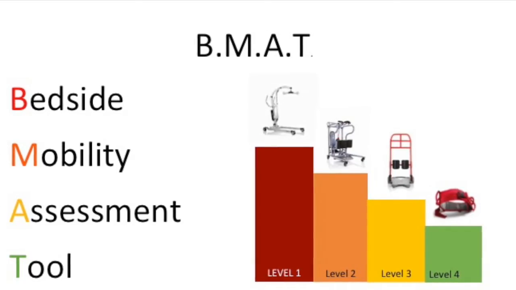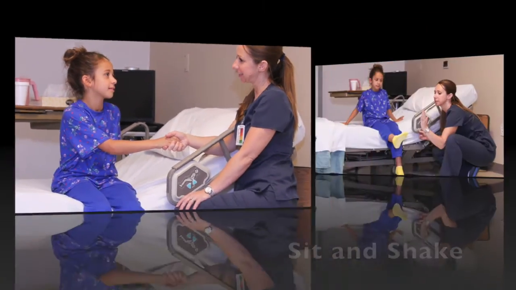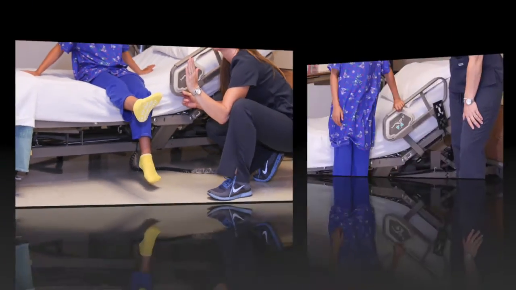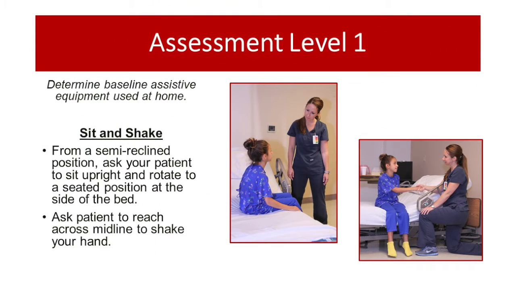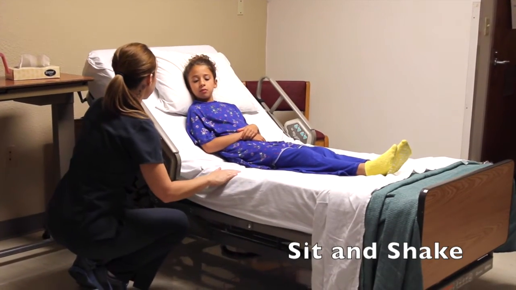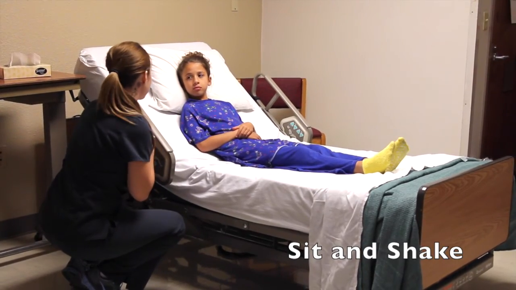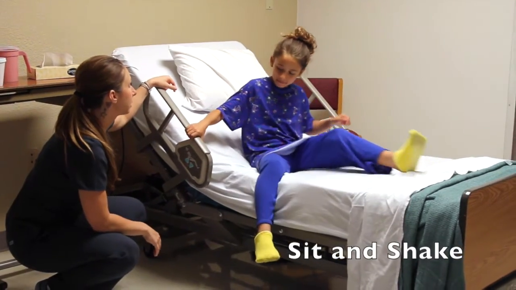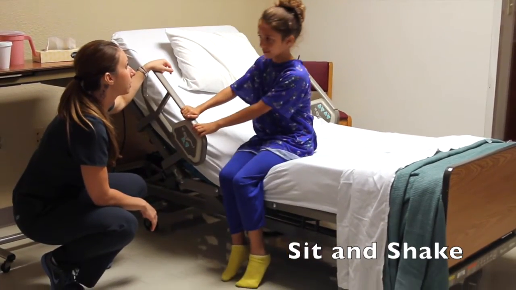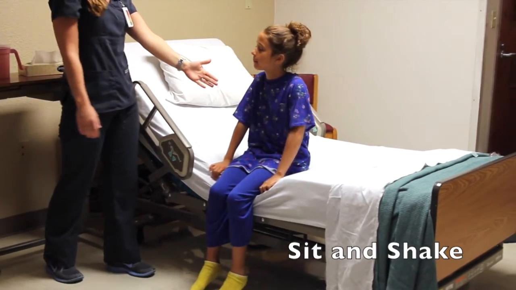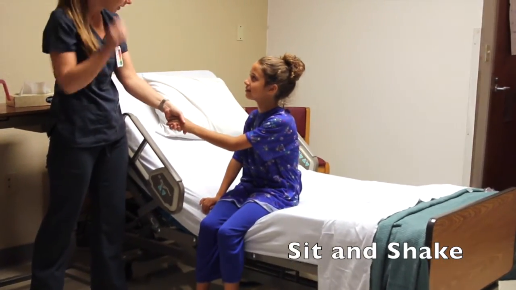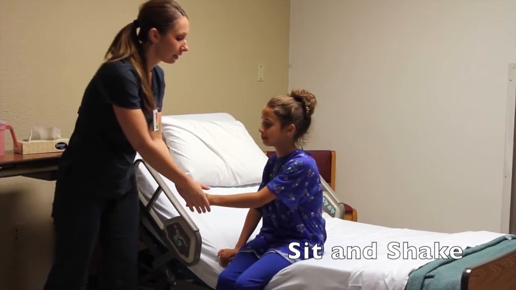The BMAT has 4 steps: sit and shake, stretch and point, stand, and walk. Before you begin, determine whether the patient uses assistive equipment at home. Assessment Level 1, sit and shake. Begin by describing the assessment process to the patient, reassuring them if needed. Ask the patient to come to the edge of bed without offering any manual assistance. Once your patient comes to a seated position and is able to maintain balance, reach across midline to shake the patient's hand. This will test for sitting balance.